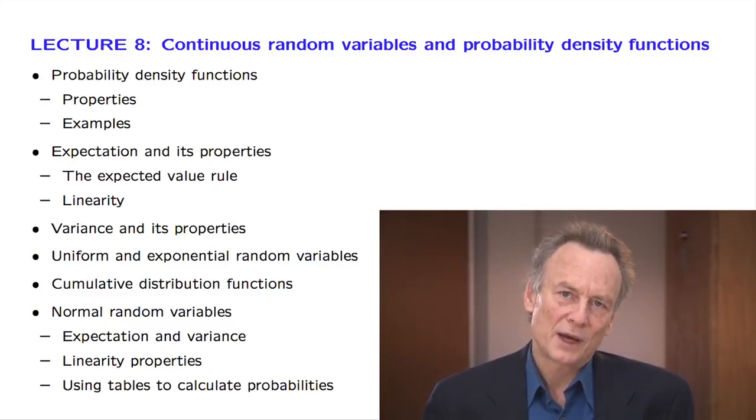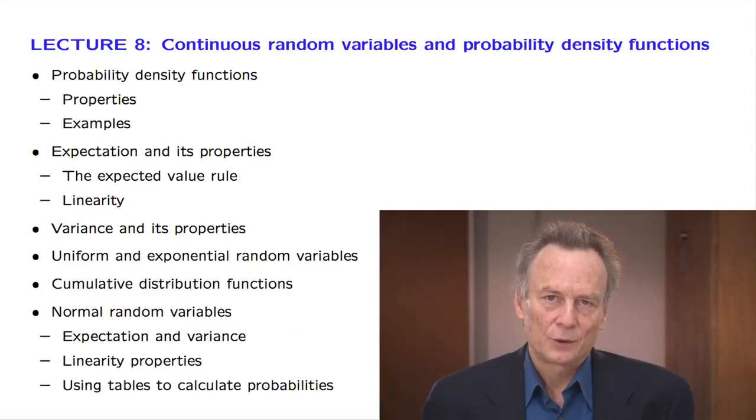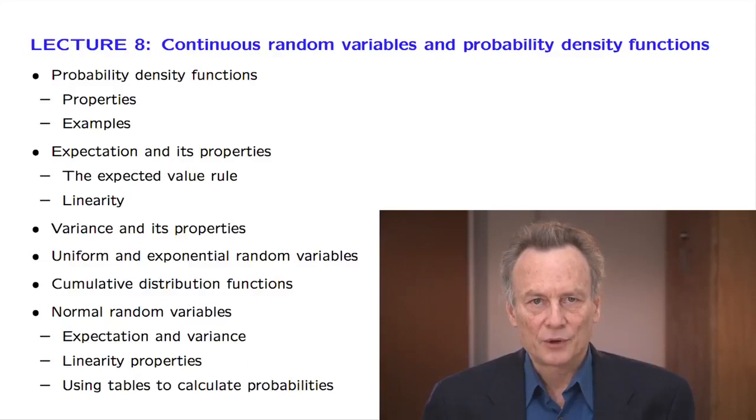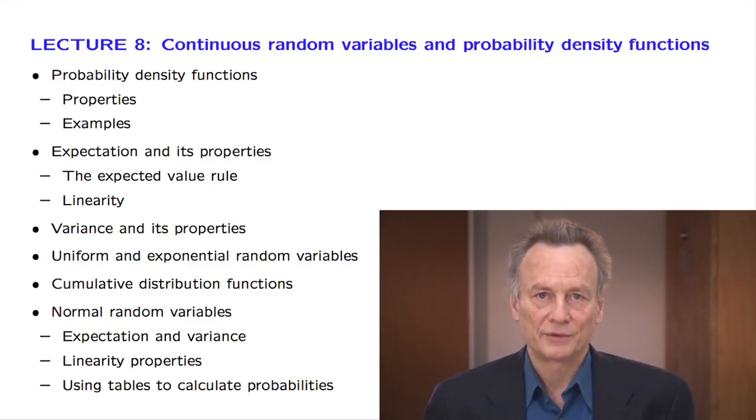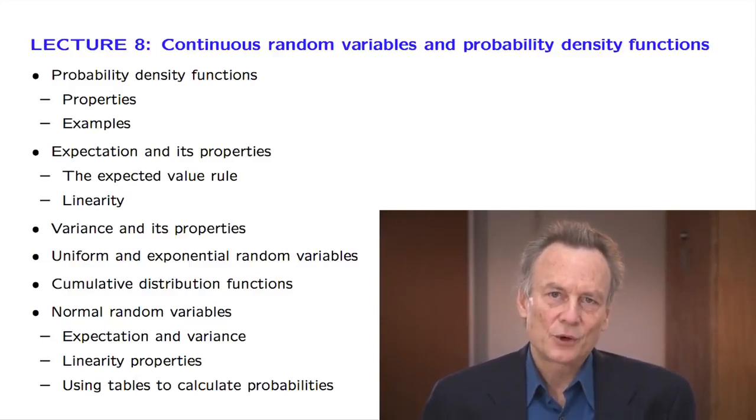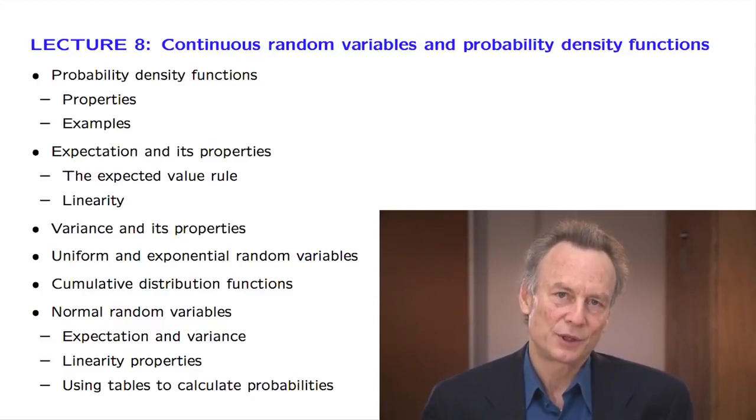There will be one new concept, the cumulative distribution function, which will allow us to describe in a unified manner both discrete and continuous random variables, even so-called mixed random variables that have both a discrete and a continuous component.